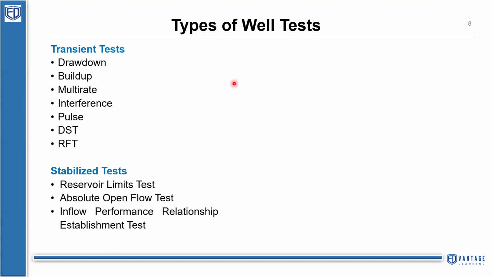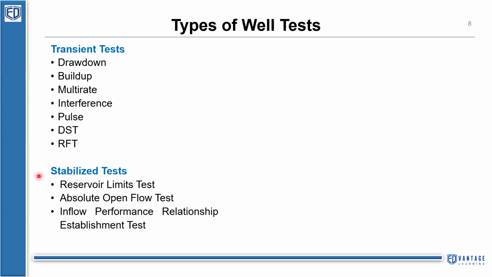So types of well tests. There are two broad test wings, where we call one as transient tests and stabilized tests. So in transient tests, we have drawdown, build-up, multi-rate, interference, pulse, crystal test, and repeat formation test.